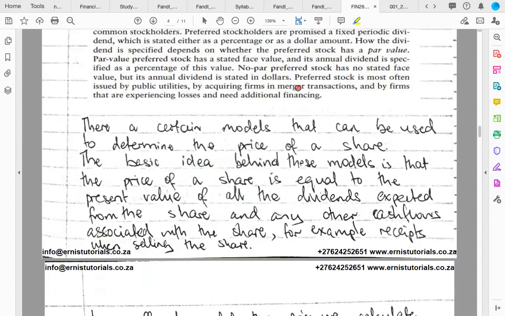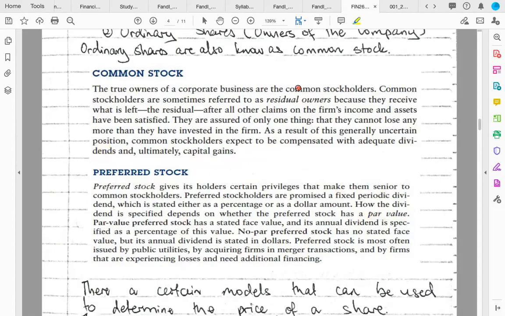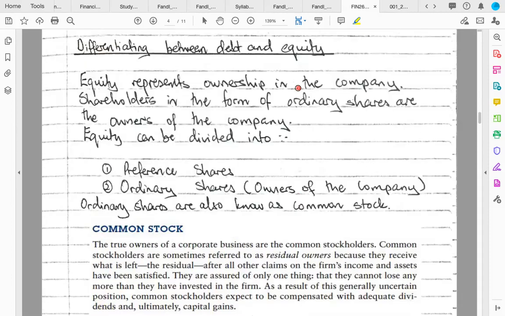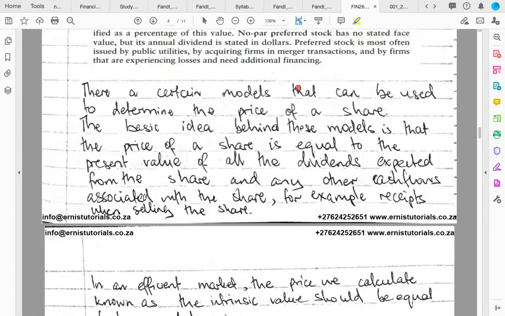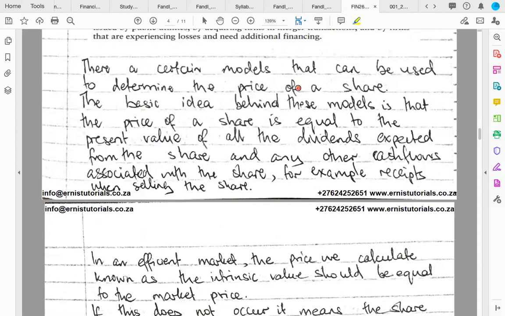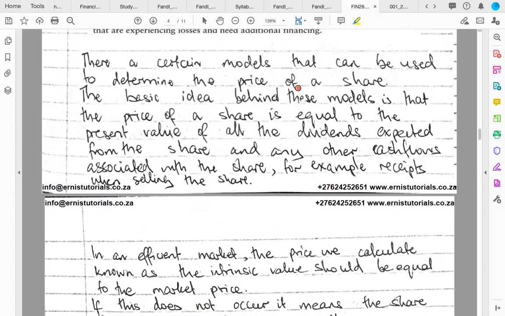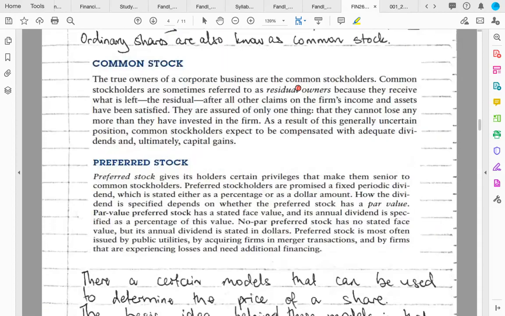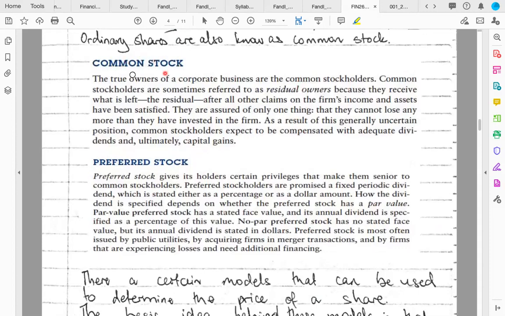So now that you understand the different types of equity that we have, you can also read up more on them. You now have to be able to actually determine the price. You have to be able to calculate the price of an ordinary share, the price of common stock, and also the price of preferred stock, of a preference share.